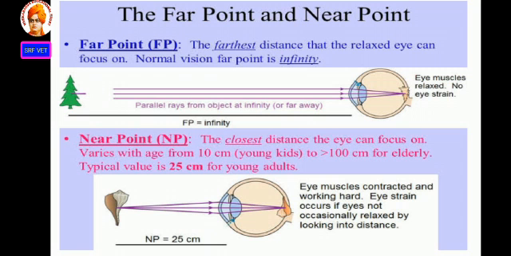The maximum distance up to which the eye can see an object clearly is called the far point of the eye. It is infinity for a normal eye. Here the eye muscles are relaxed, so no strain is there. The minimum distance required to see an object clearly is called the near point of the eye. It is 25 centimeter for a normal human eye. Here the eye muscles are contracted and working hard, so eye strain occurs here. For young kids it is only 10 centimeter.